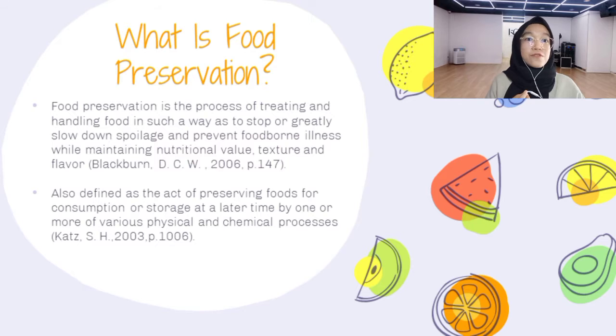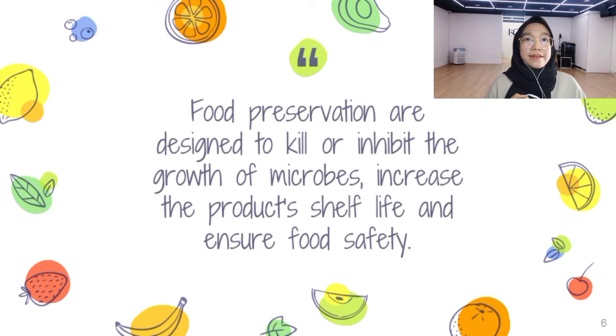So what exactly is food preservation? Food preservation is the process of treating and handling food in such a way as to stop or greatly slow down spoilage and prevent foodborne illness, while maintaining nutritional value, texture, and flavor of the food products. It is also defined as the act of preserving foods for consumption or storage at a later time by using one or more of various physical and chemical processes. And this is the reason why food preservation is created.